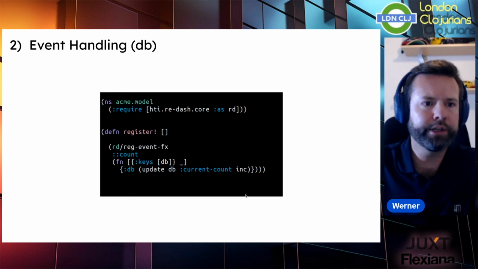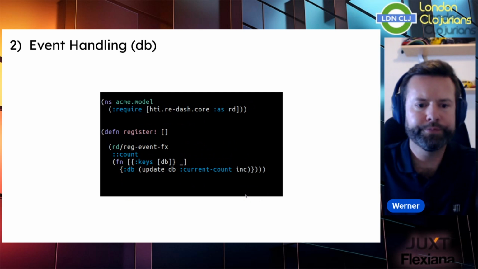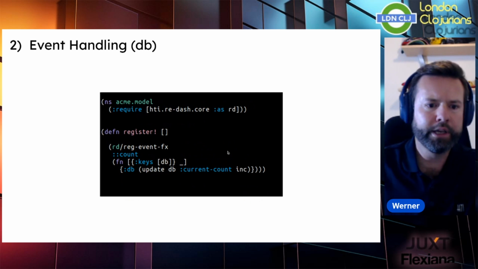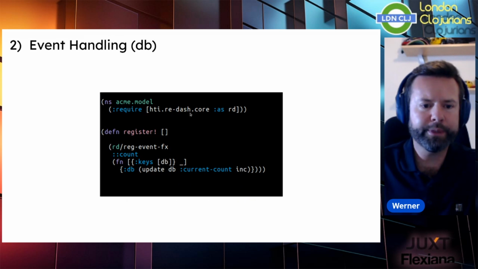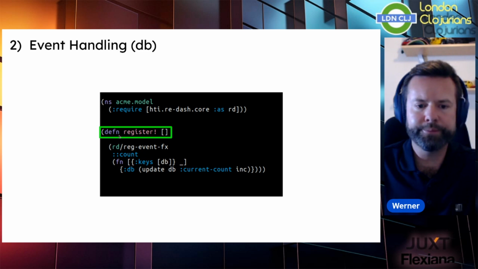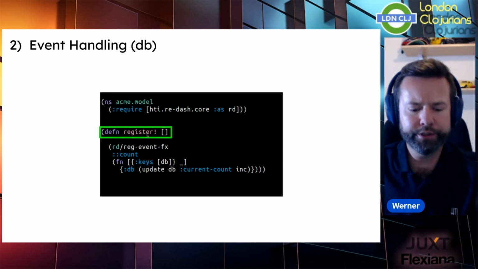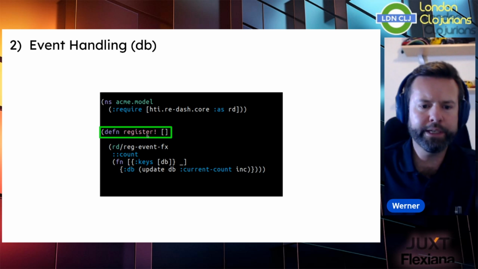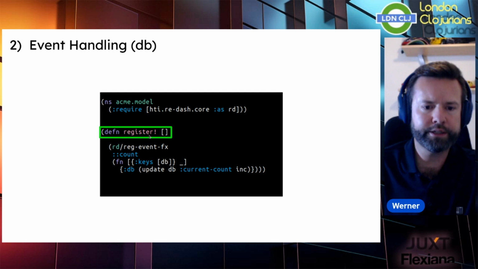So this is our event handling domino, step 2. You'll notice that we have a model namespace in which we can register all our handler functions. And this is done inside a register function. Any users of re-frame will immediately recognize this as a place where Redash deviates from re-frame.